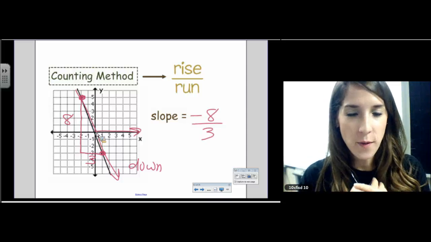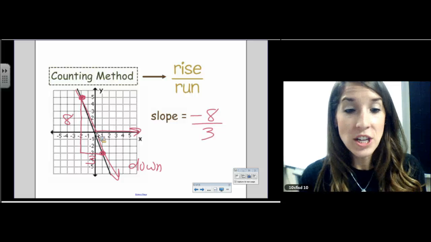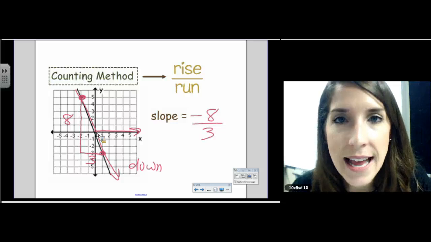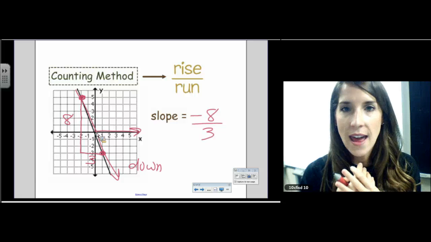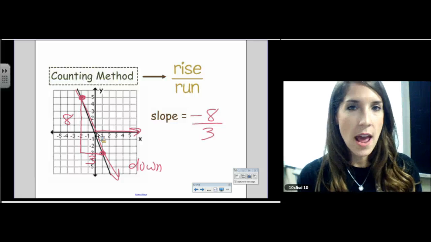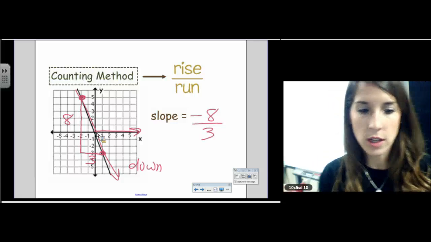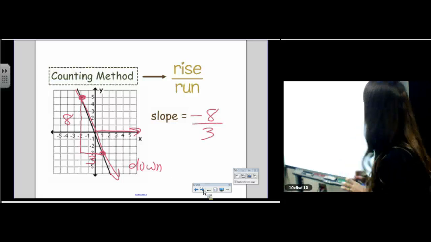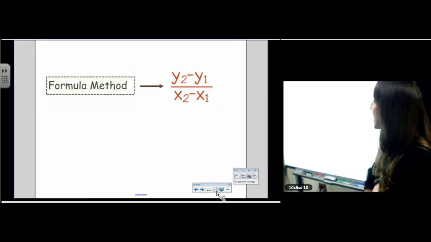Okay? Rise or fall. So our slope, we just leave it like that. Do not put it as a decimal. The slope is negative 8/3, end of story. Never write a repeating decimal as your slope. Okay, that's the graph way.